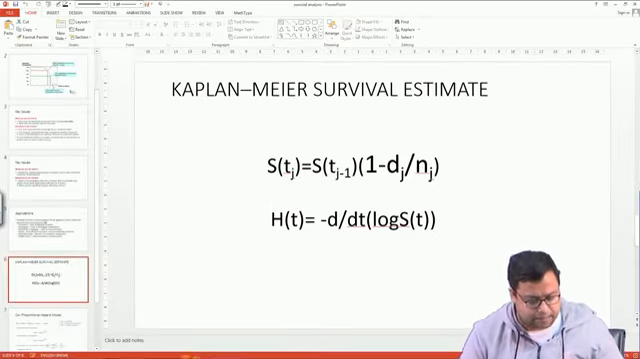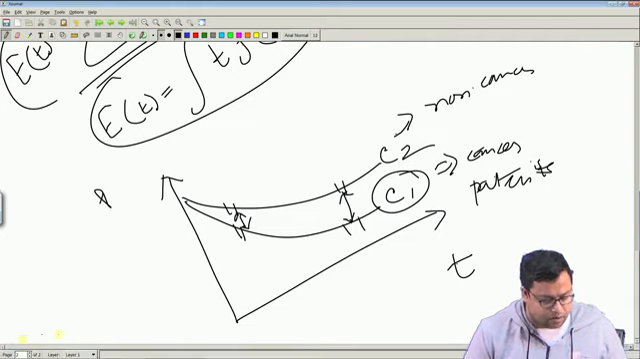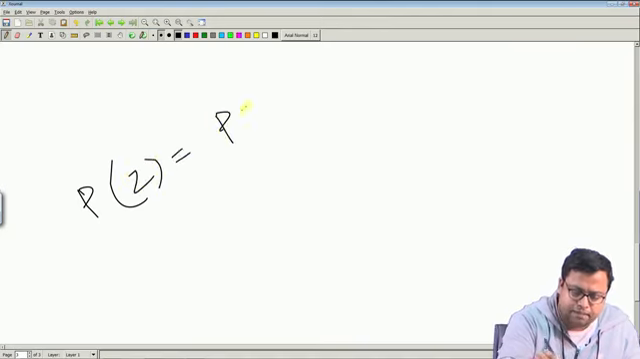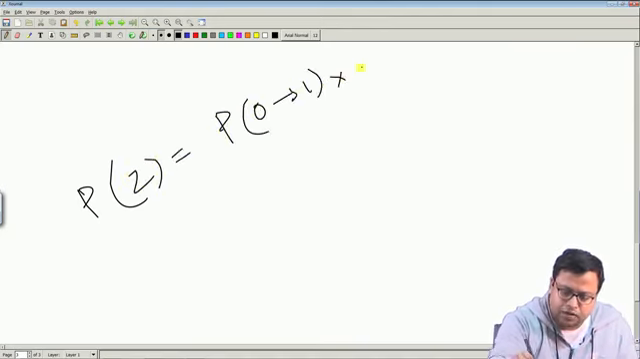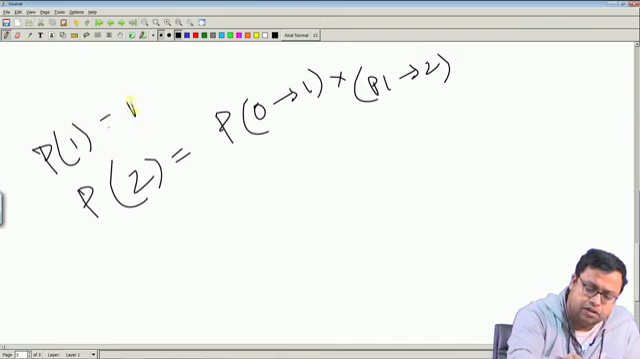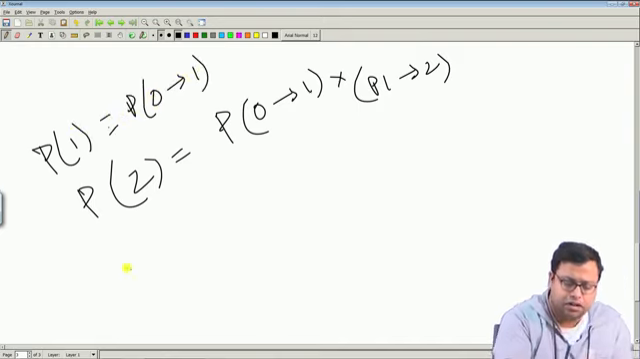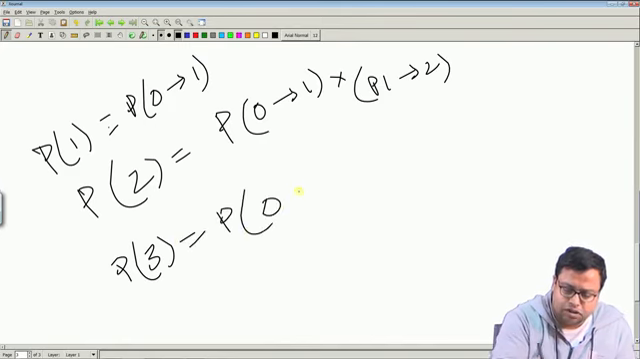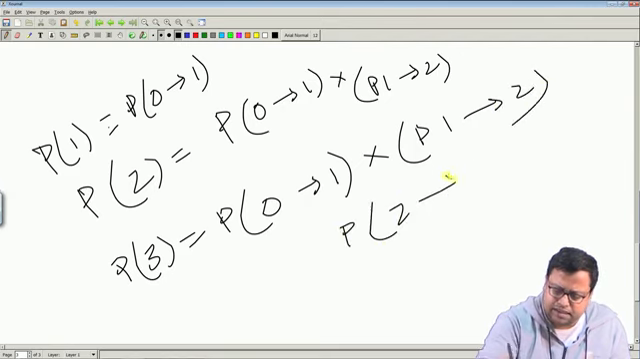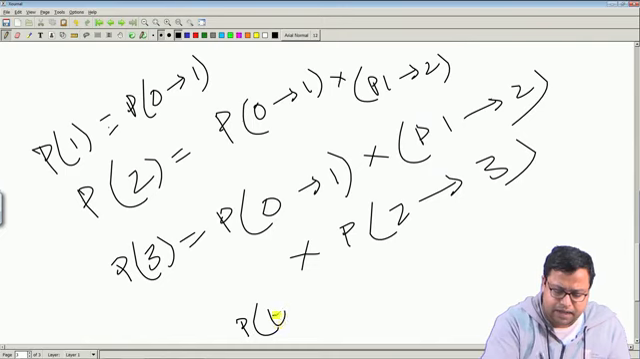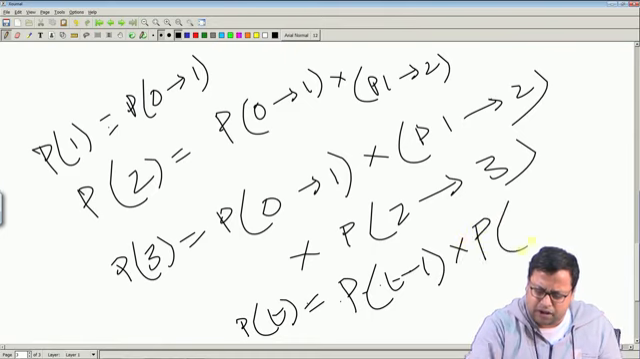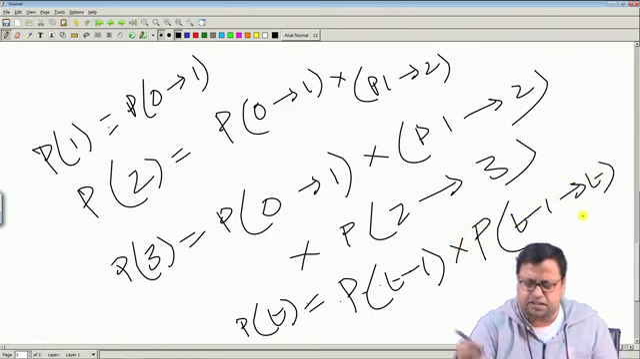But the maths is also saying that if they are not independent, then the probability that you will survive time period 2 is the transition 0 to 1 into the transition 1 to 2. Fair enough. Probability of 1 is the probability of 0 to 1, this stage transition. Probability of 3 in that case is the probability of 0 to 1 into the probability of 1 to 2, and then the probability of 2 to 3, these state transitions. So, the probability of t is basically the probability of t minus 1 into the probability of t minus 1 to t, this state transition.